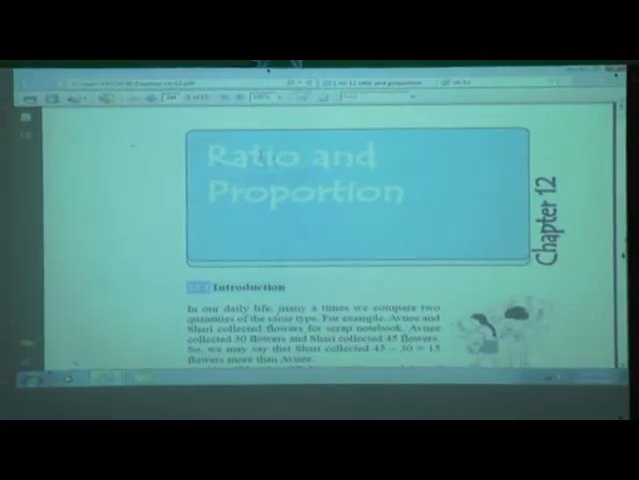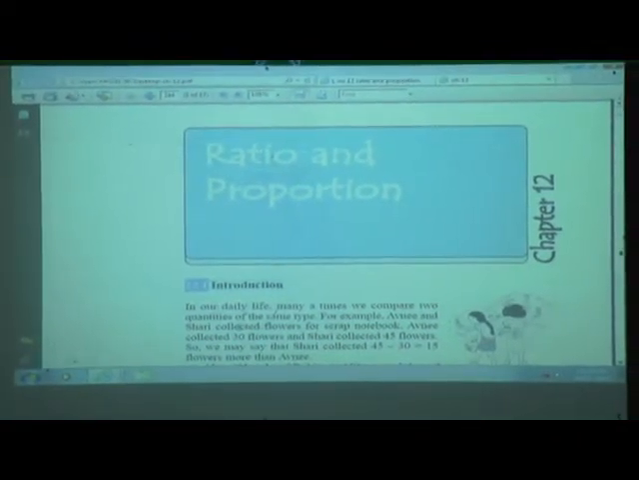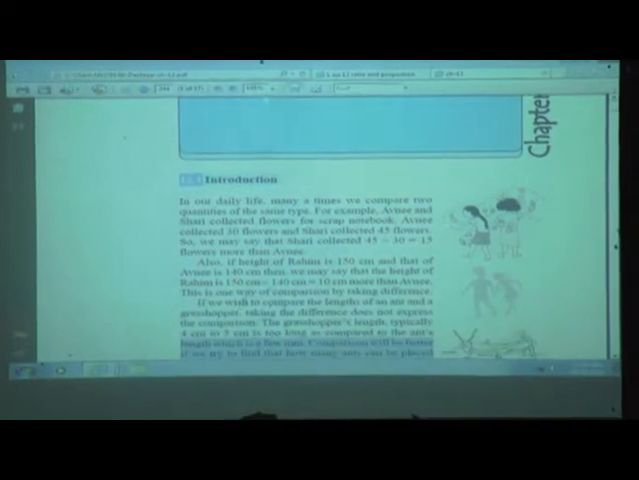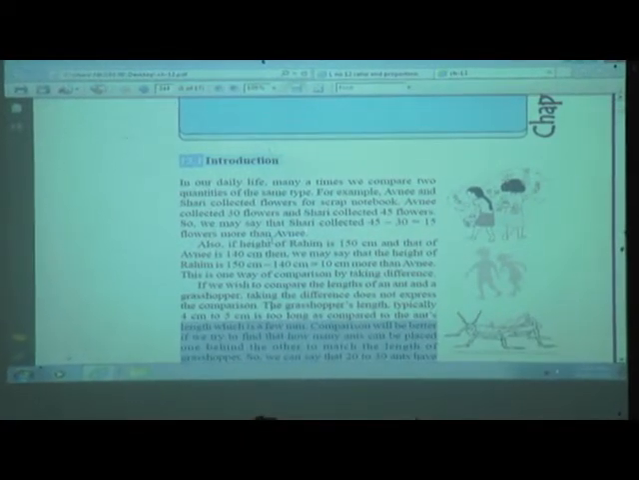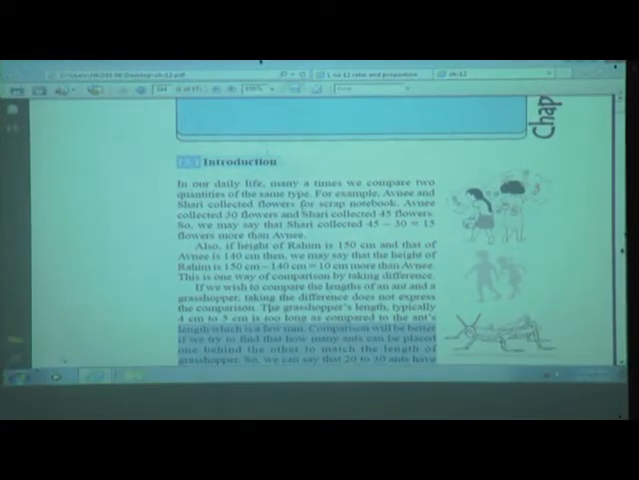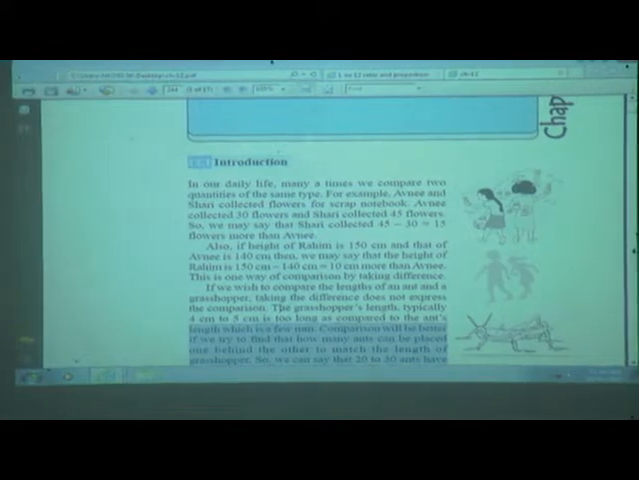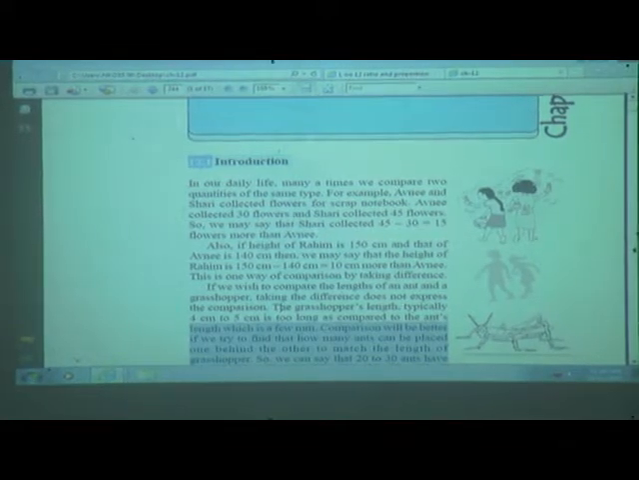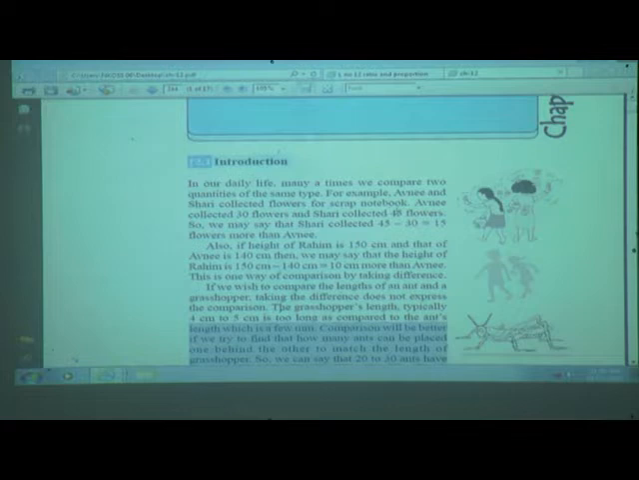In our daily life, many a times we compare two quantities. So in our daily life we compare many quantities of the same type. For example, Avni and Shari collected flowers from scrap notebook. Avni collected 30 flowers and Shari collected 45 flowers.